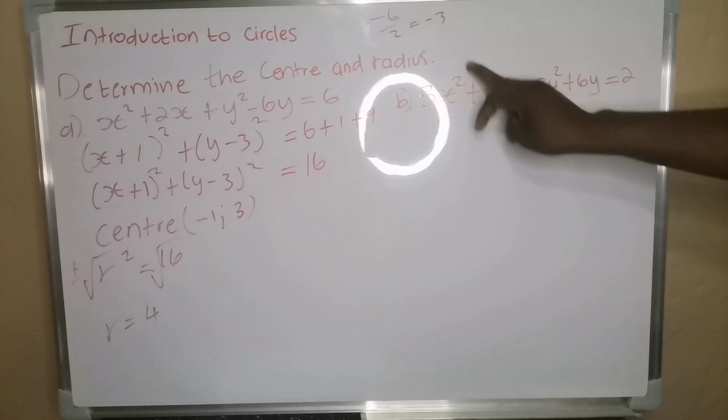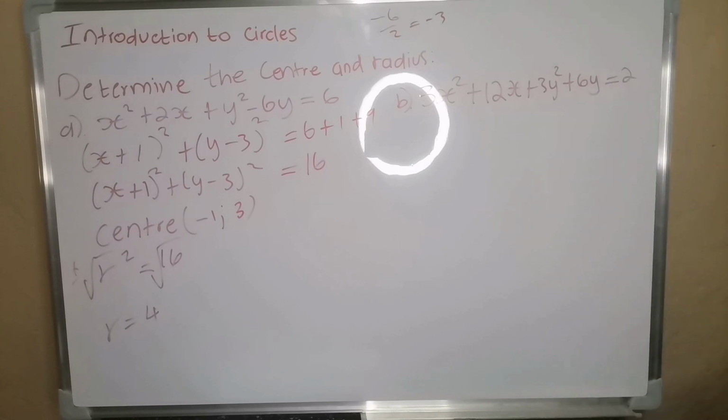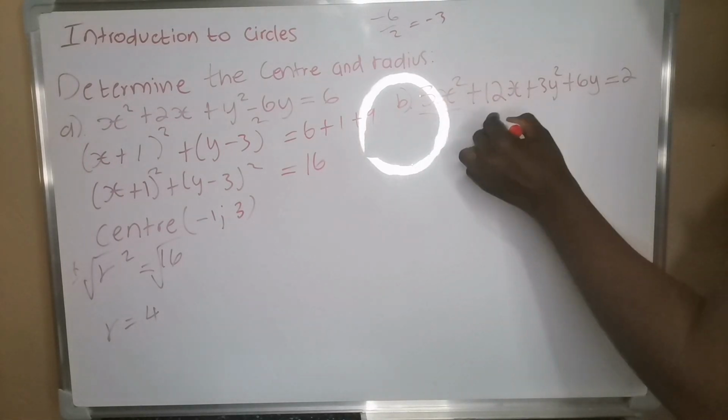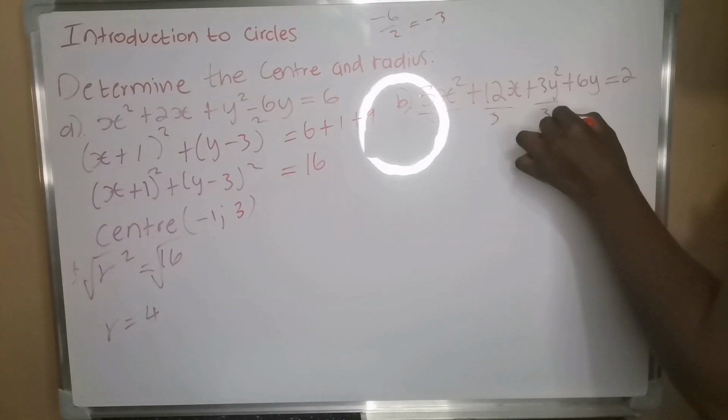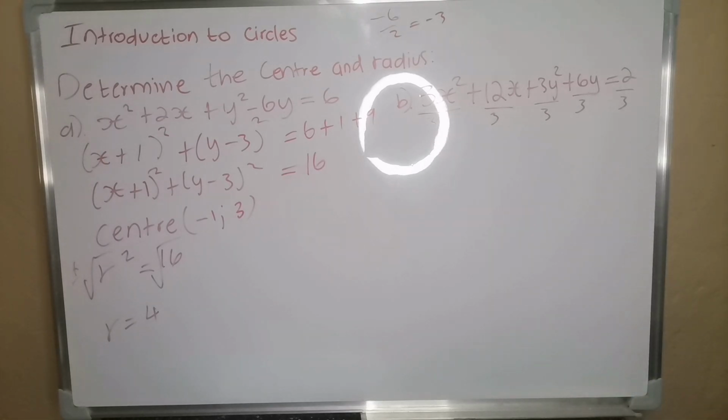The coefficient of the squared terms needs to be positive 1. Right now, x squared has got 3, and y squared has got 3. So you need to divide each and every term by that number before you can do anything here. Now divide each term by 3 here. 3 is our common factor, so just divide by 3 on both sides.